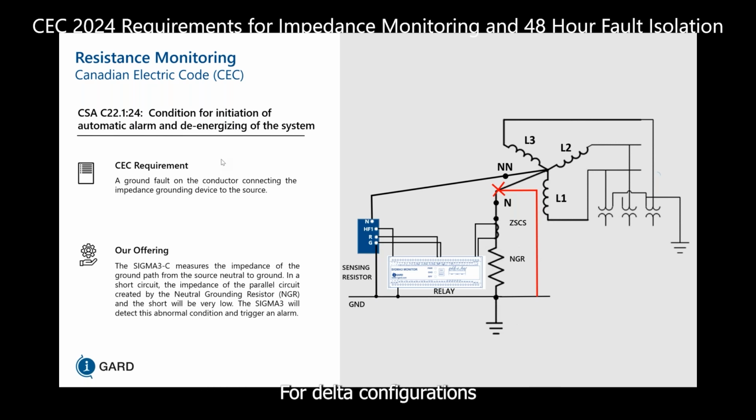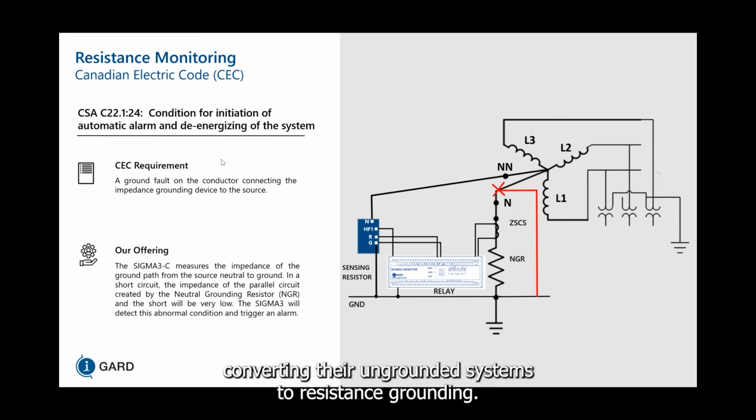Will these NGR methods work for delta configurations? For delta configurations, if it's a closed delta, we can implement a zigzag transformer and establish an artificial neutral. From that artificial neutral, we can connect an NGR to ground. And we've been doing that a lot on the coasts where they're converting their ungrounded systems to resistance grounding.